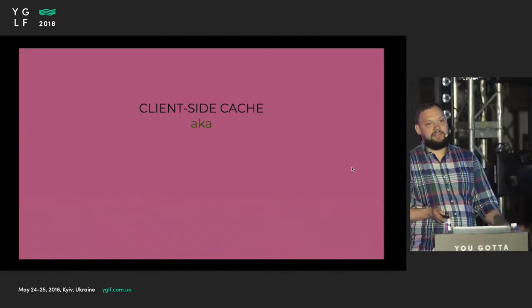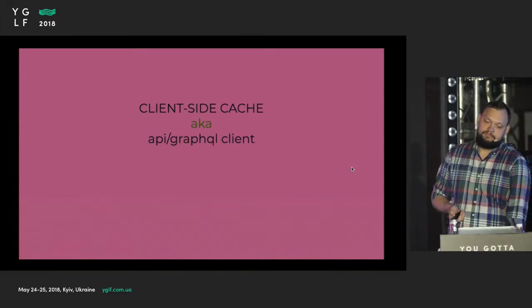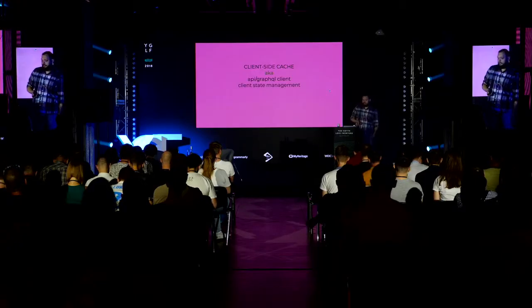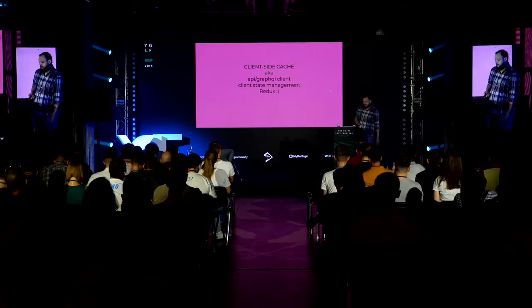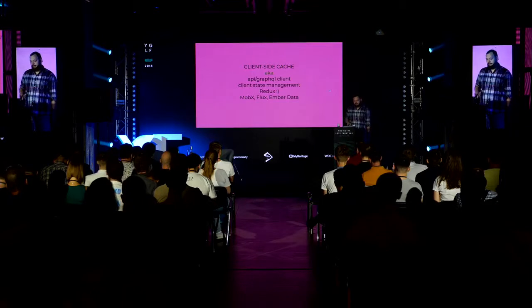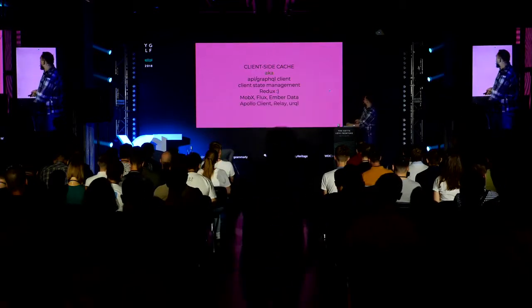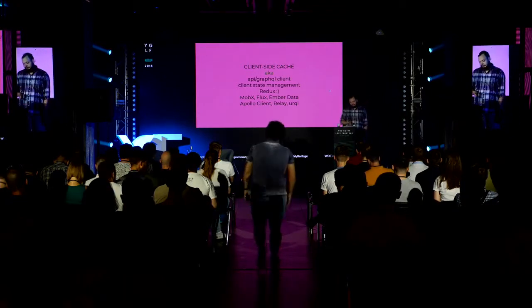I want to clarify because the terminology is so complicated here. Sometimes we call it GraphQL client or API client. Sometimes we call it client state management. We call it Redux a lot, too much. Some other people call it MobX, Flux, Ember Data. In the GraphQL world, it's mostly Apollo Client, Relay, and there's a new cool kid on the block called Urql.